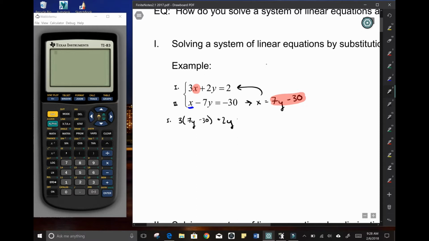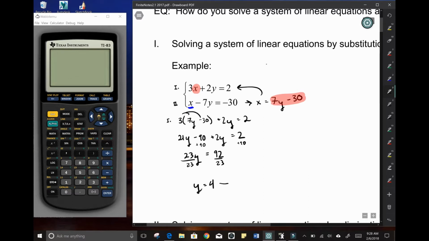plus 2y equals 2. And then you keep going, distributing. Don't forget to go to both. 21y minus 90 plus 2y equals 2. And then combining our like terms, 23y equals 92. Well, how to get that? I add 90, and divide by 23, divide by 23. You get y is equal to 4.